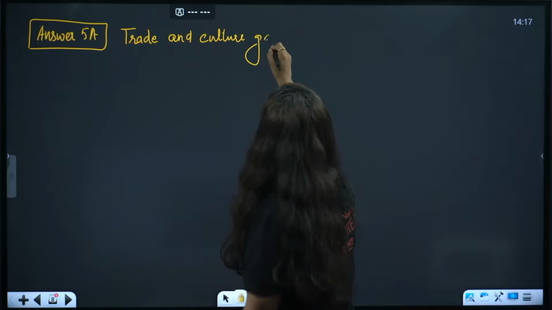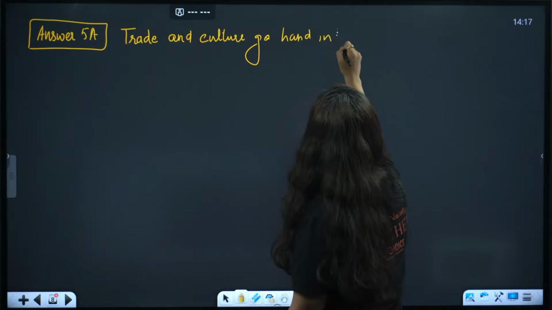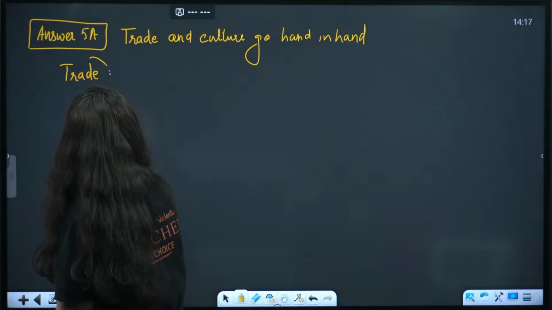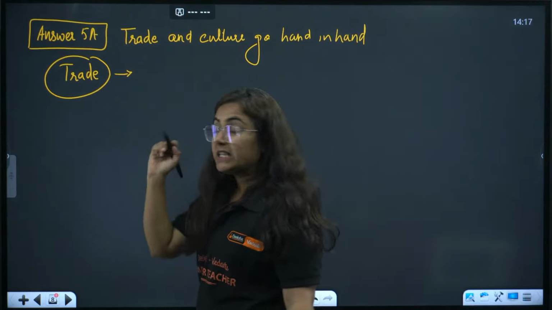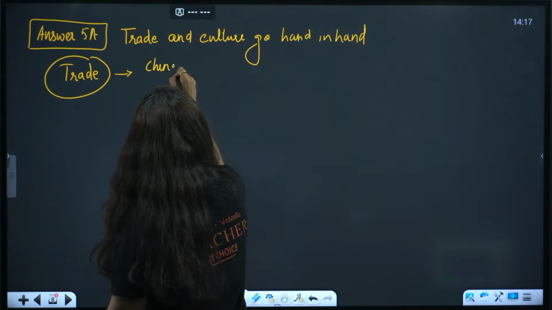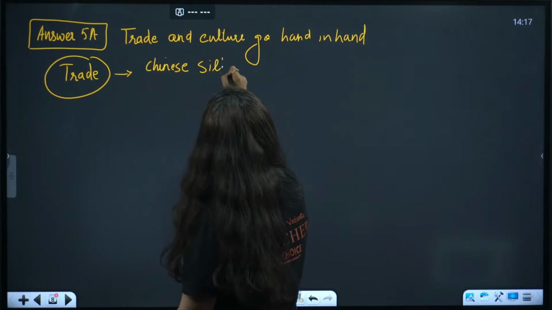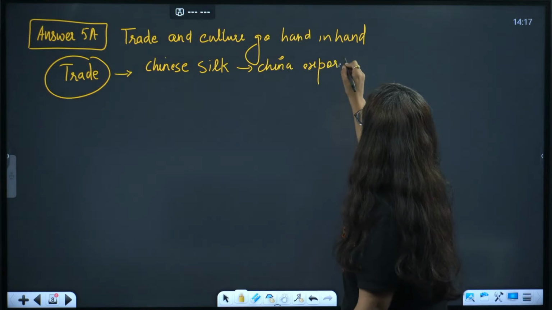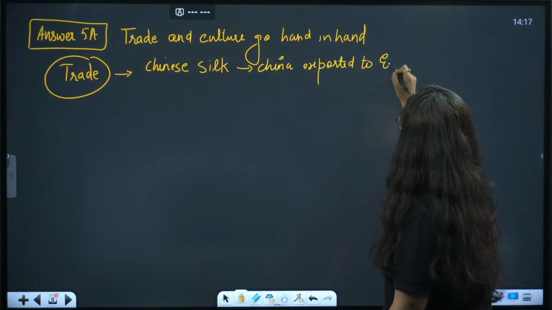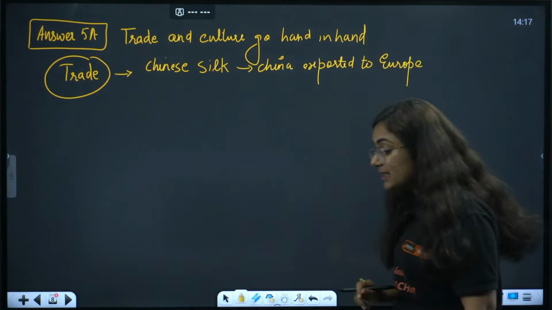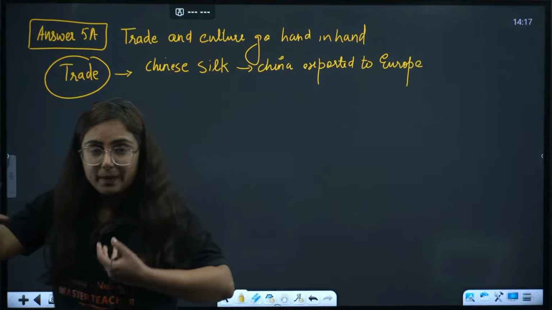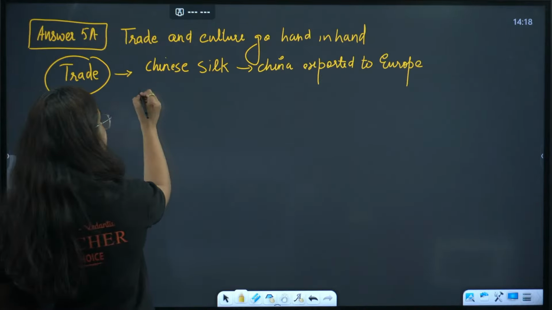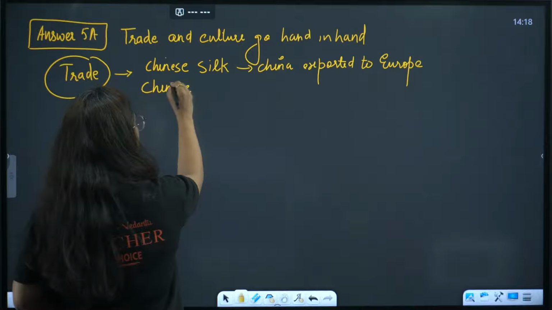Trade and culture go hand in hand. We agree on that. So when we talk about trade, we will first talk about what? Chinese silk from China was exported to Europe. That is the reason so many routes altogether are known as the Silk Route.